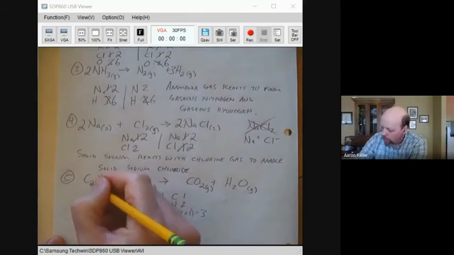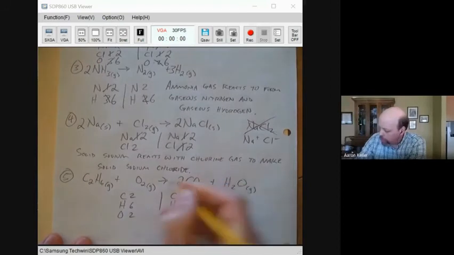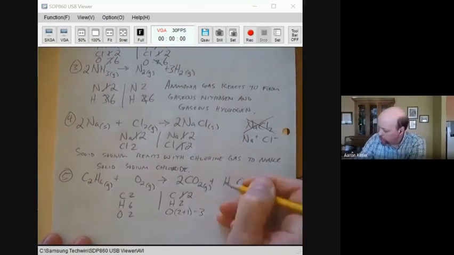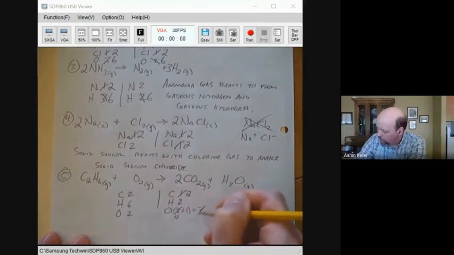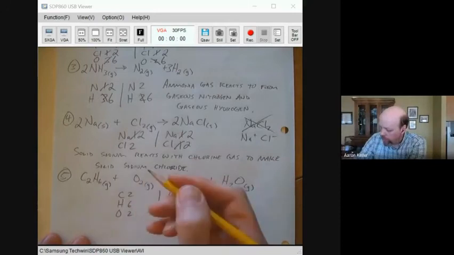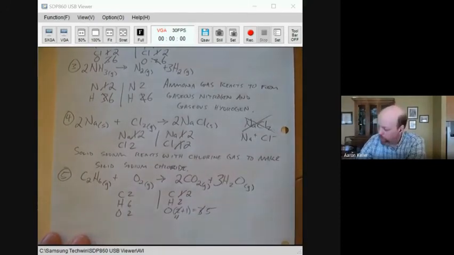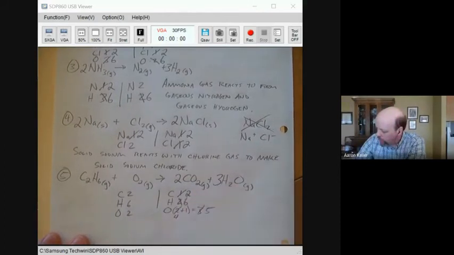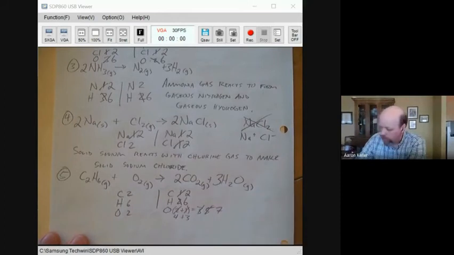Okay, so we got 2 carbons, so we need to put a 2 here. But that changes the oxygens on this side from 2 to 4. So now we have a total of 5 oxygens on the right. Now the hydrogens, we've got 6 on this side, so we need to put a 3 in front of the water molecule to make us have 6 hydrogens. But that changes the oxygens, and now we have 7 oxygens.